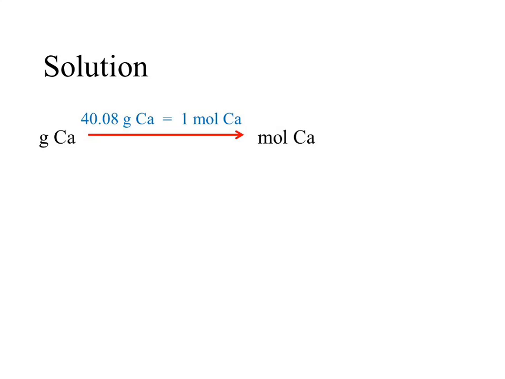So to work this problem, you know how we put arrows up? The strategy is we were given grams and we want to end up with moles, and over the arrow is how we're going to accomplish that. We accomplish it using the molar mass. I love the molar mass. My favorite is the molar mass of magnesium.